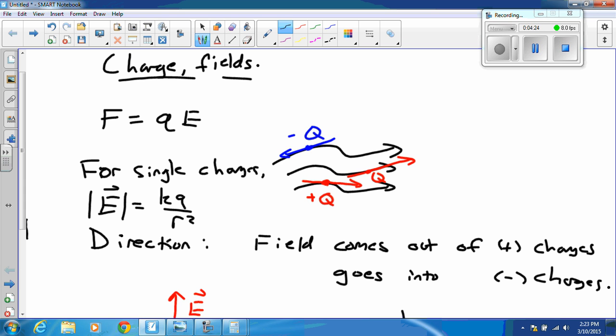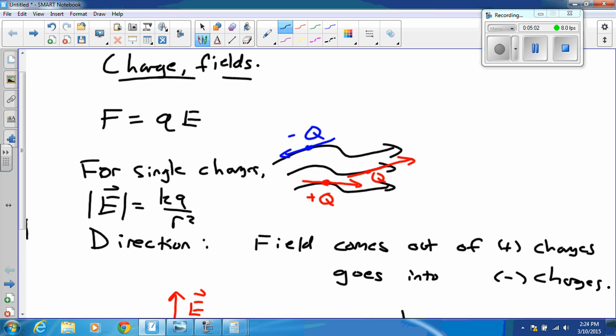The field points in the direction of the force on a positive charge, and it points in the opposite direction of the force on a negative charge. So notice I've got electric field here, right? And so the field is pointing in this direction at this point. A positive charge will experience a force in that direction.